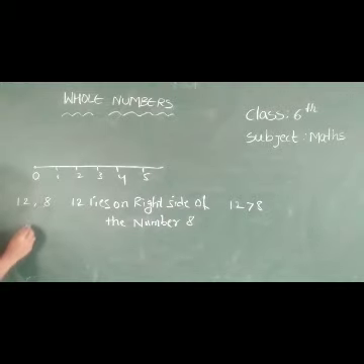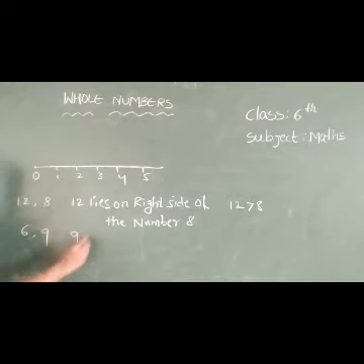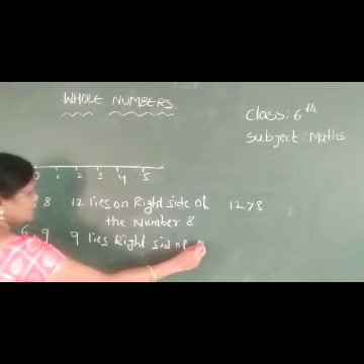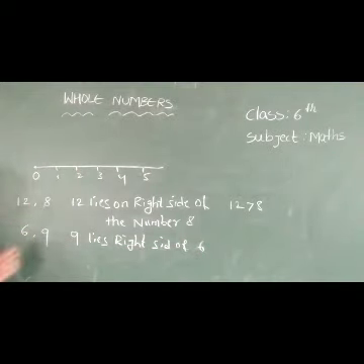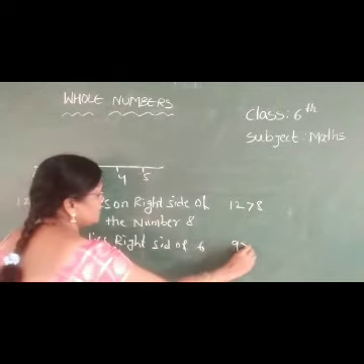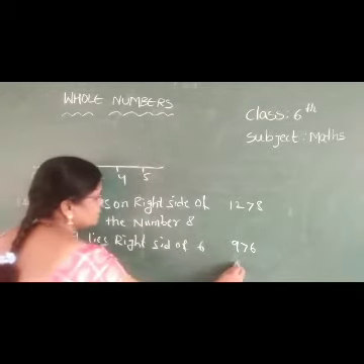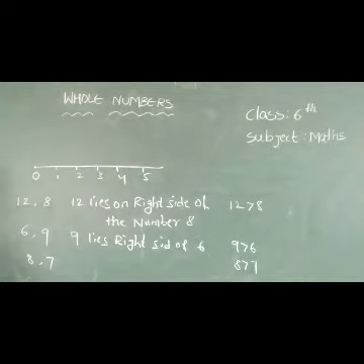Again, some examples. 6 and 9. Which number is on the right side? The larger number is always on the right side of the smaller number. So 9 lies on the right side of 6, and 9 is greater than 6. Again, take 8 and 7. 8 is always on the right side of 7, and 8 is greater than 7. Like this we can represent the whole numbers on the number line.